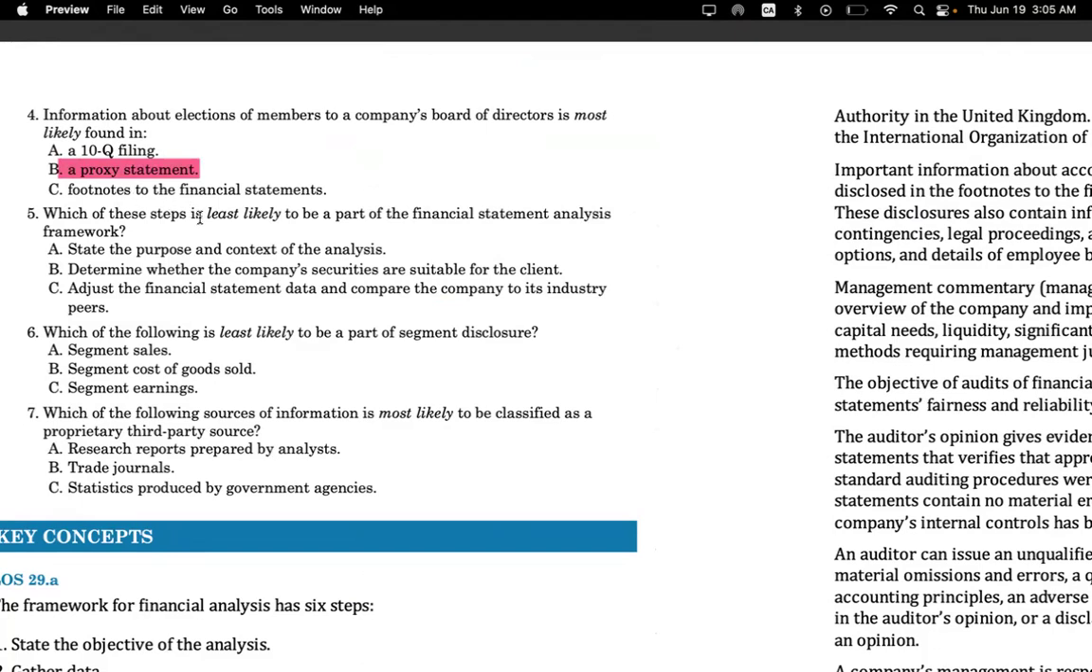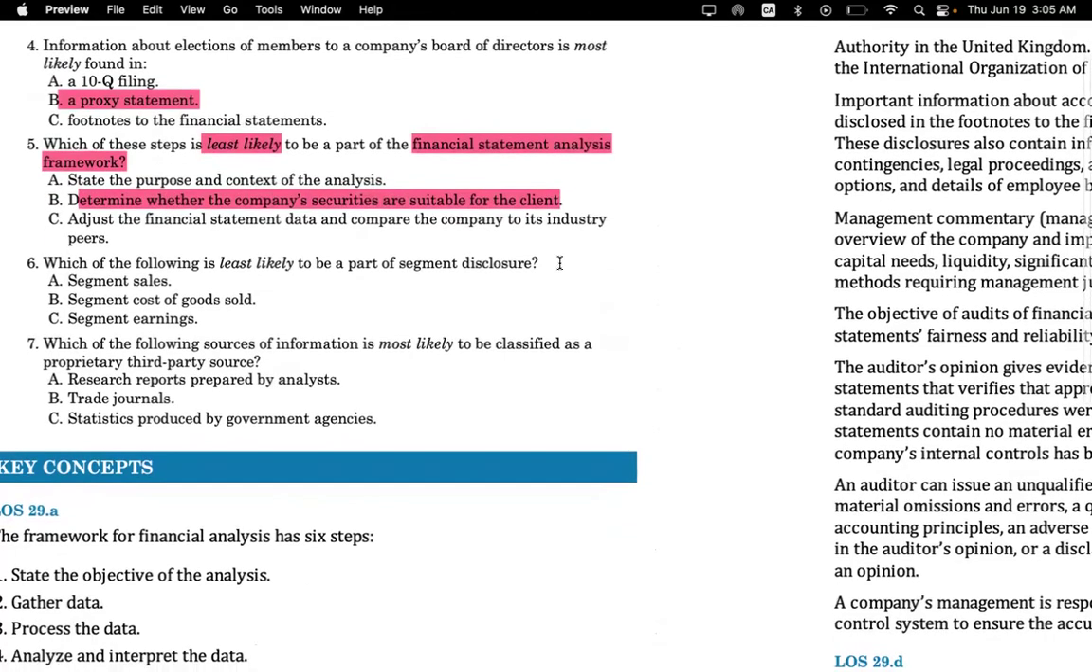Which of these steps is again least likely? They're asking us about the financial statement analysis framework. So state the purpose in the context of the analysis. This is there. Determine whether the company's securities are suitable for the client. Adjust the financial statement data. This is again processing the data. This is stating the objective. This is irrelevant. This is B.